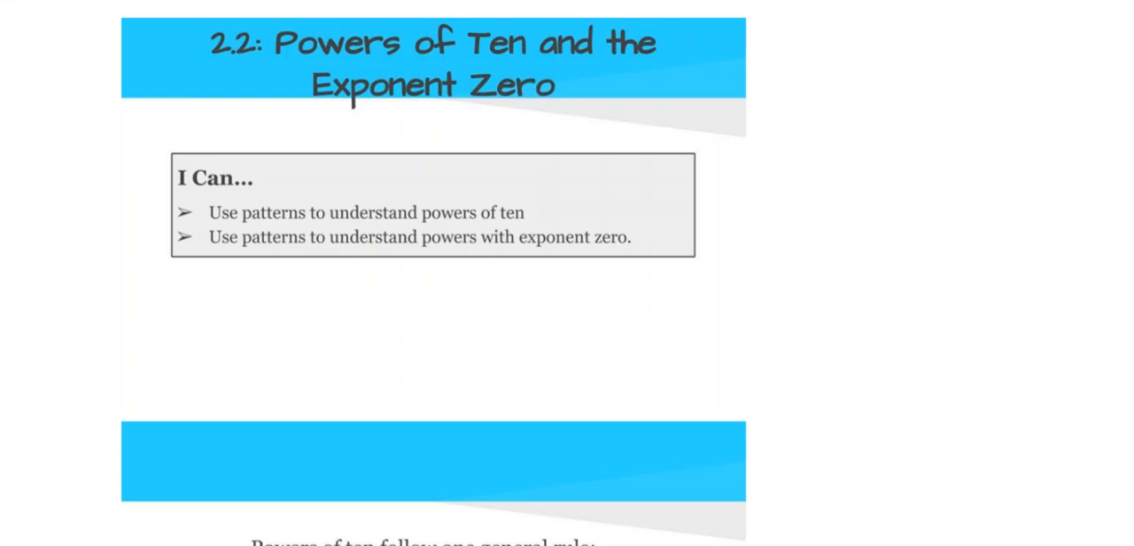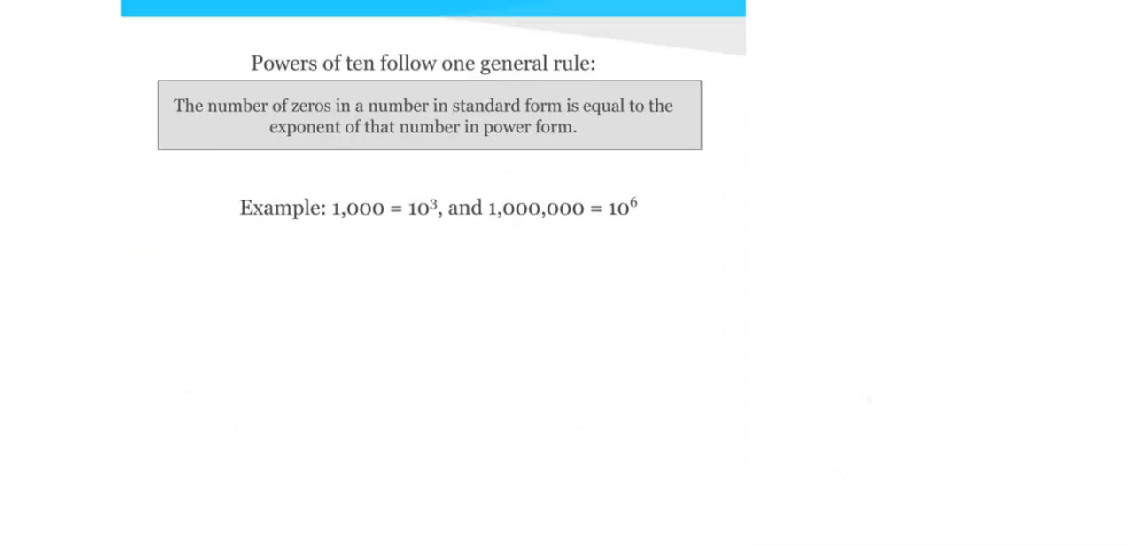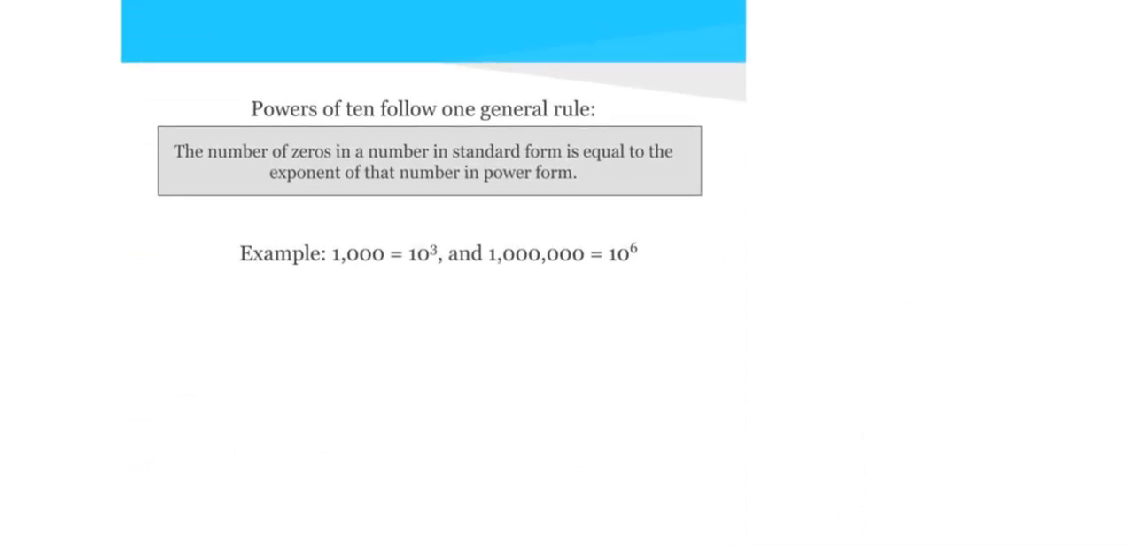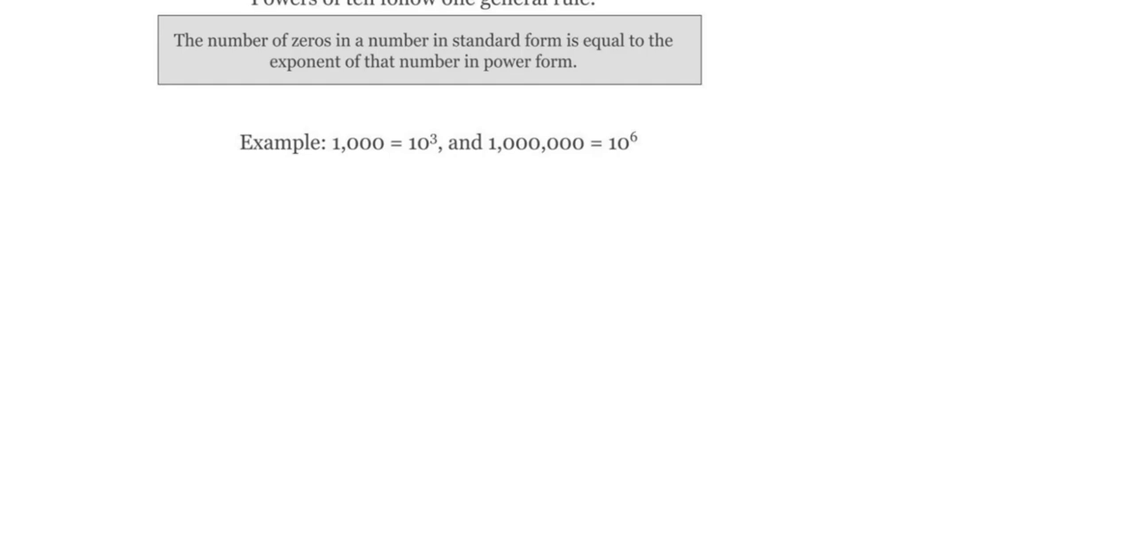Okay, 2.2. So, powers of 10 and the exponent 0. If we have an example like 1,000, this is actually going to be really easy. If I was going to write 1,000 as a power, it would be the same thing as 10 to the power of 3.